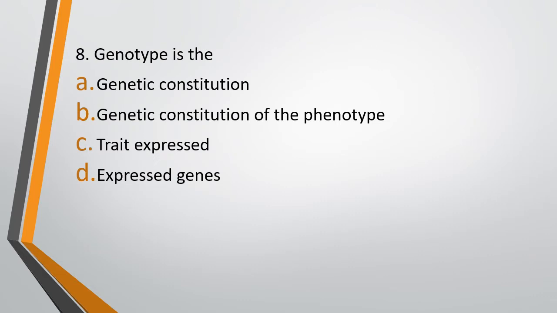Question 8. Genotype is the genetic constitution of phenotype, trait expressed or expressed gene. The correct answer is option B. It is the genetic constitution of the phenotype. So if a plant is tall, this tall is its phenotype. If it's a pure line, then capital T would be its genotype. If it is heterozygous, then capital T small t would be its genotype. The phenotype for both these genotypes is tall, but the genotype is different even though the phenotype is same.